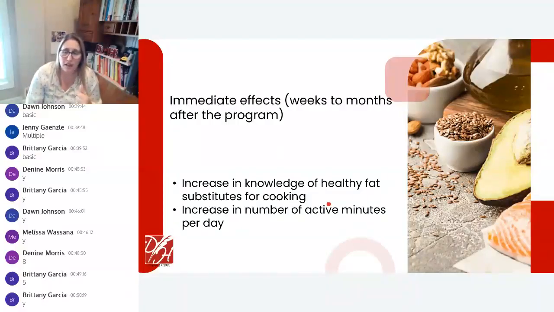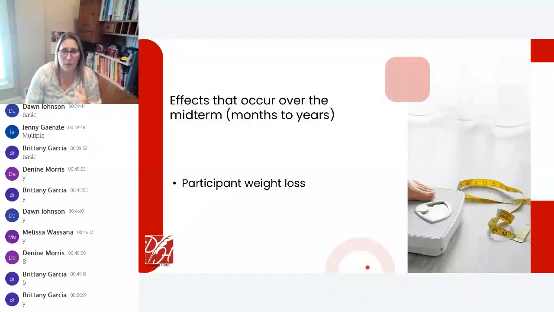If we went a little further, let the program run longer, we might end up with an intermediate outcome that has taken place maybe months 3, 4, and 5 to like maybe the end of year 1. It could be that in addition to talking about increased knowledge that was retained about the healthy fats that could be used for cooking, maybe also there was some maintained increased level of active minutes per day. Maybe at this point also you expect that if this program goes as planned, we will see participants self-reporting that they have lost weight.